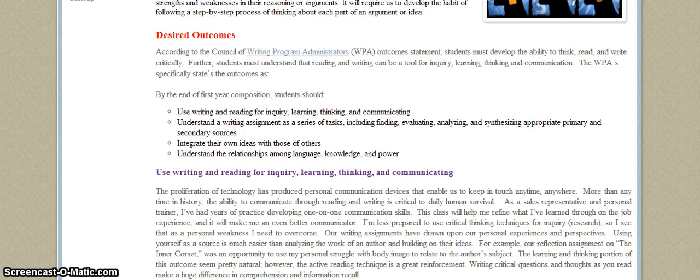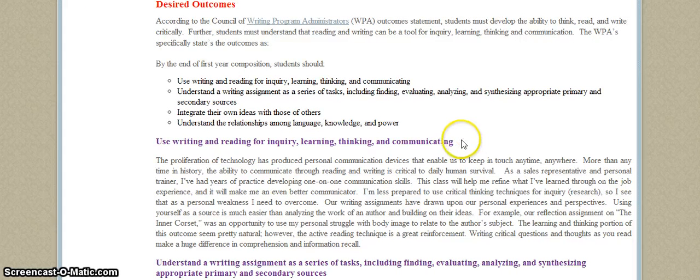And so in this first bullet point, from the outcome statement that you cover, I noticed that your first claim is right here. More than any time in history, the ability to communicate through reading and writing is critical to daily human survival. And so you did clearly state a claim. And my next concern was to look and see if you supported that claim. What you chose to do at this point is to give your own on-the-job experience, and then also you supported it by giving an example from one of our writing assignments. And so from this I understand that you know how to give a claim and then support it.